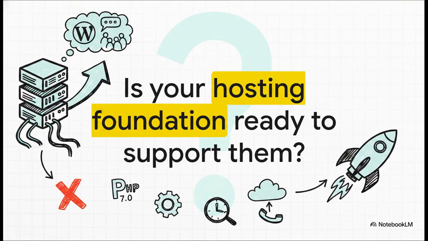Which leaves us with this final provocative thought. WordPress 7.0 is incredibly powerful, and your editorial team is no doubt totally ready to collaborate. But is your hosting foundation actually ready to support them? I challenge you today to log into your cPanel, verify your PHP version, double-check those caching exclusions, or just contact your host directly to verify your infrastructure. Don't let your server be the bottleneck to your team's creativity.